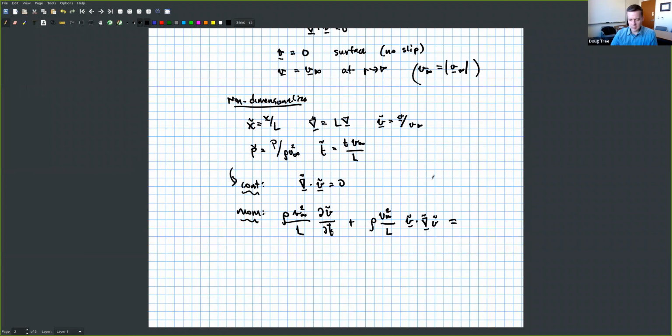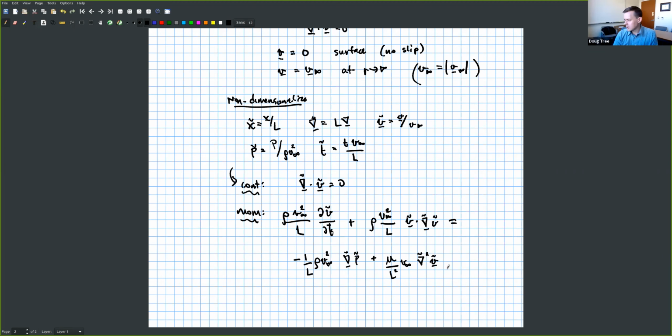And then on the right-hand side, I'm going to get a minus grad P. So I have a minus, grad gives me a 1 over L, and a pressure gives me a rho V infinity squared. And then I have a grad tilde P tilde. And then the last one is mu grad squared V. So grad squared gives me an L squared in the denominator. And then I have another V, so that should give me a V infinity. And that'll be, let's see, grad tilde squared V tilde.